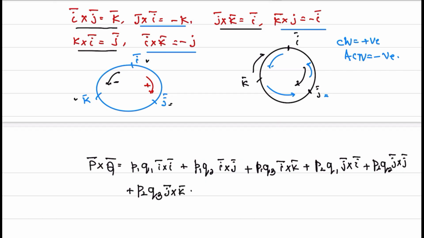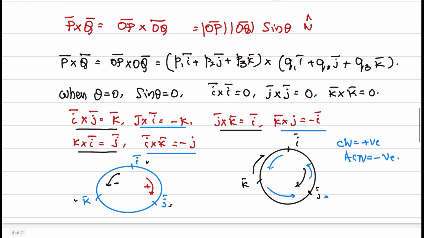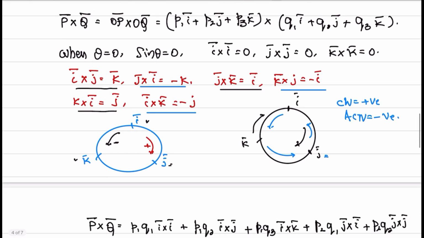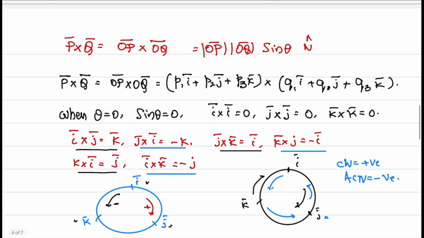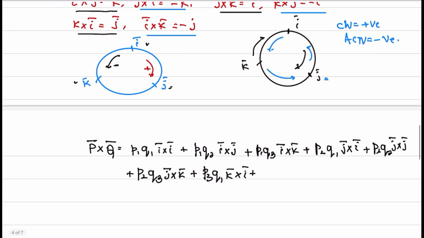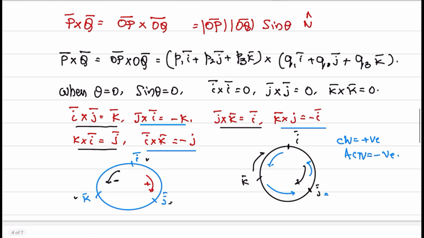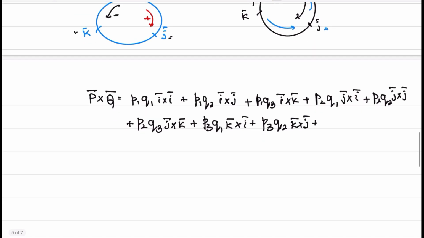J cross K plus P3 Q1 into K cross I, K cross I plus P3 Q2 into K cross J, K cross J plus P3 Q3 into K cross K.